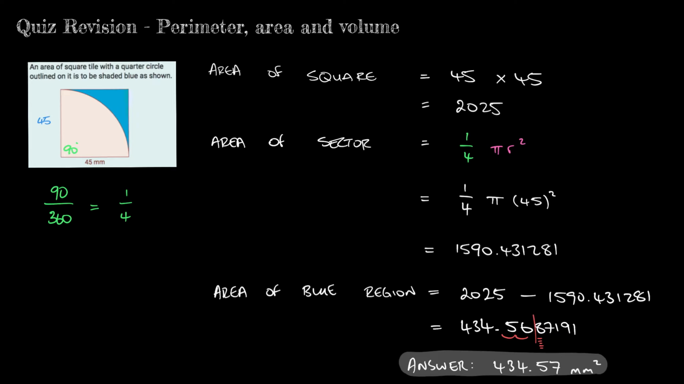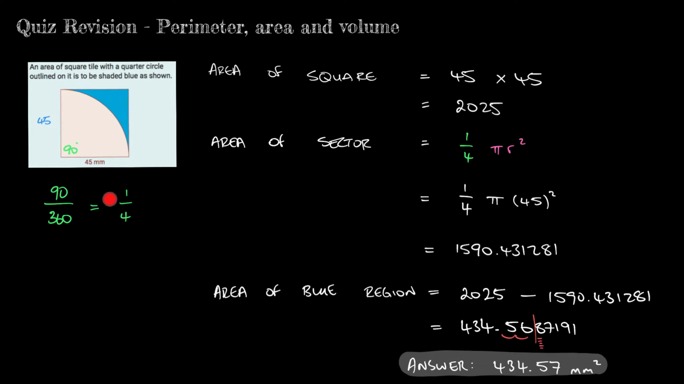So in order to get the area of this here, the question asked: find the area of the blue shaded region. To find the area of the blue shaded region, you need to find the area of the square first. Okay, so I got the area of the square, 45 by 45, and that's that. Then I need to get the area of the sector, and the sector is obviously part of a full circle, which is pi r squared.